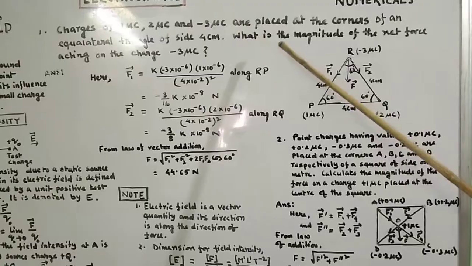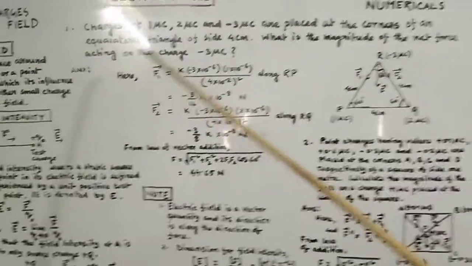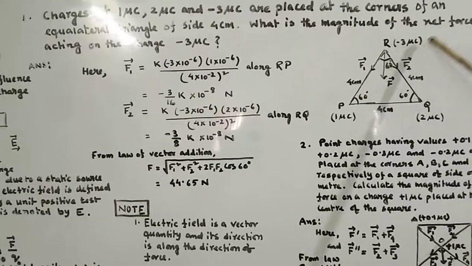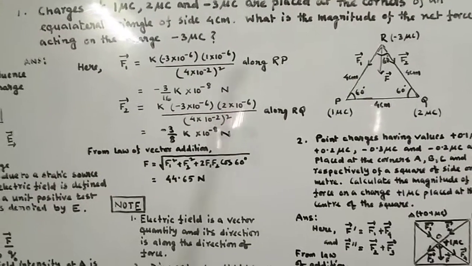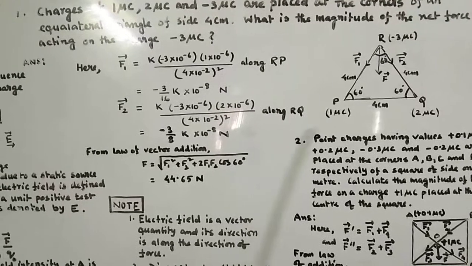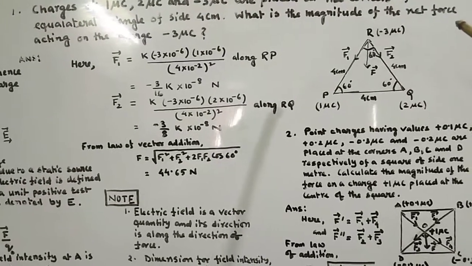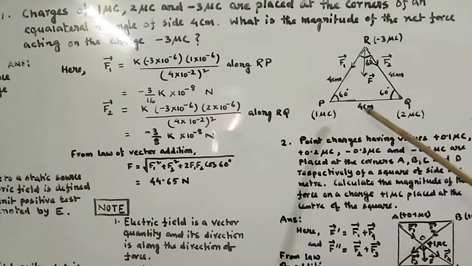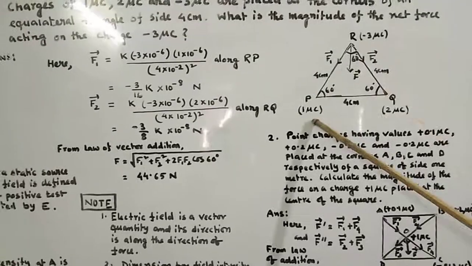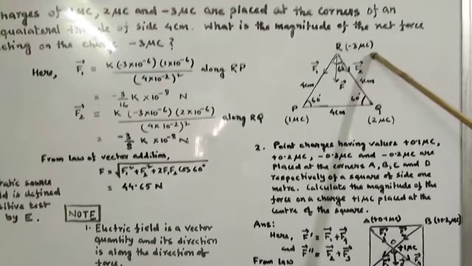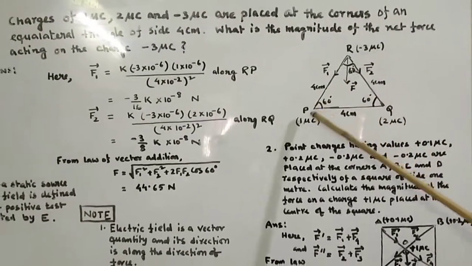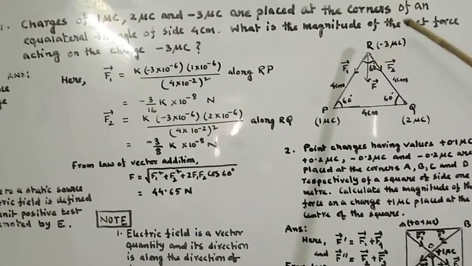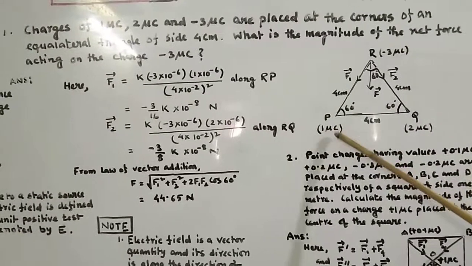Now what is asked to find? What is the magnitude of the net force acting on the charge minus 3 microcoulomb? Now in our last topic, Coulomb's law, we said that if we place any two charges, then definitely there is a force, and that force is experienced by each of these two charges. So if we consider these two charges, 1 microcoulomb and minus 3 microcoulomb, the charge minus 3 microcoulomb will experience a force due to the charge 1 microcoulomb.